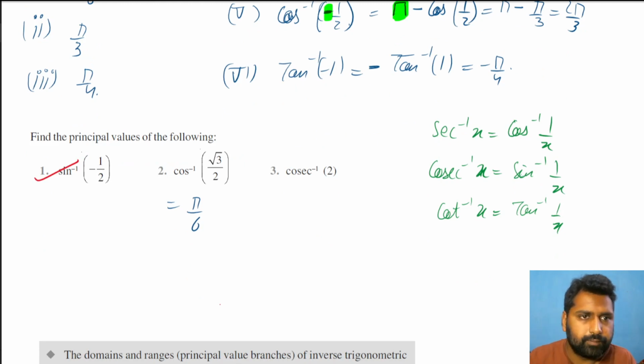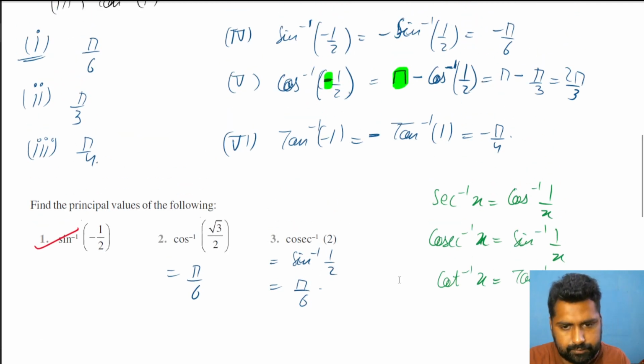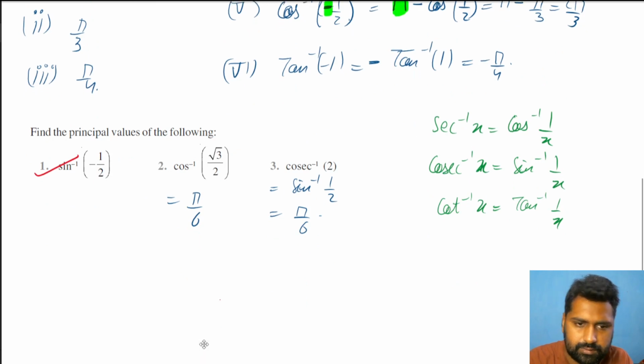Now let's see. For this, try to think when cosec is 2, or you can rewrite this as sine inverse 1 by 2. Okay, what is sine inverse 1 by 2? Again, that's pi by 6. So pretty obvious. Okay, let's look at a few other questions and get comfortable with the principal value, because these questions will be very direct and very straightforward.